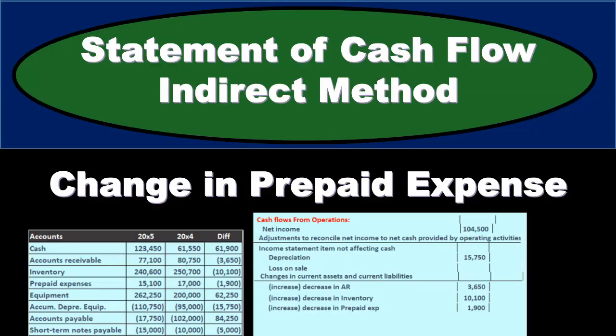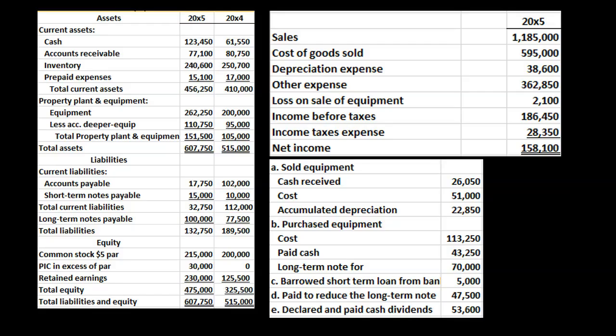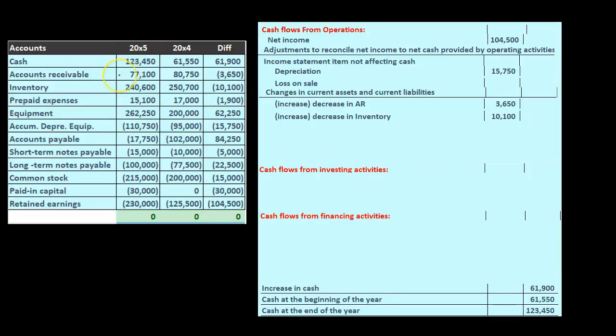In this presentation, we will continue with the statement of cash flows indirect method, looking at the change in prepaid expenses. We're going to be using this information. We've got the comparative balance sheet, we've got the income statement, and some additional information. We will be working primarily with the difference in the comparative balance sheet with the use of a worksheet, taking this information to create this worksheet. So this is basically a comparative balance sheet that has been condensed down to something that looks like a post-closing trial balance. We are constructing our cash flows from operations from it.